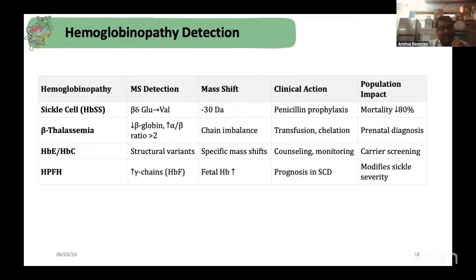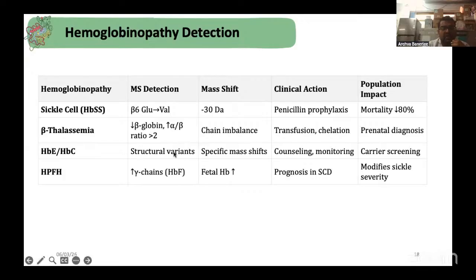Similarly, for thalassemia, you can see the down expression of beta globin and up expression of alpha globin, with a ratio of 2. This can help in transfusion and chelation, like transfusion of fresh blood into the patient, and it can also help in prenatal detection.